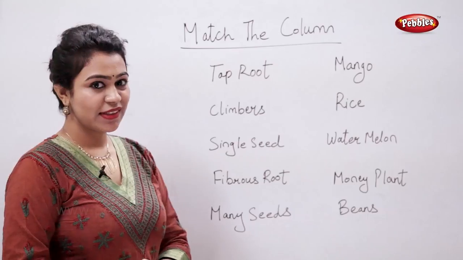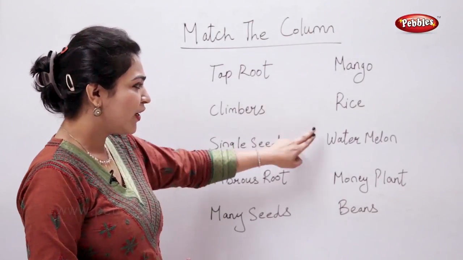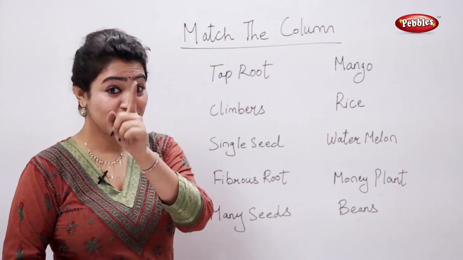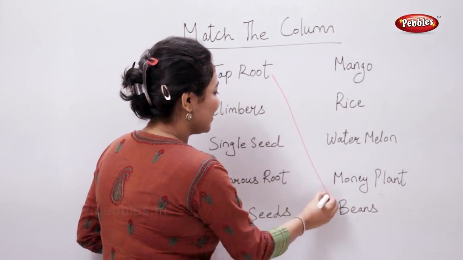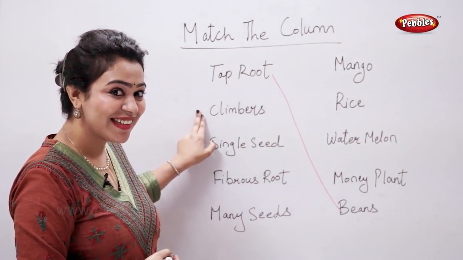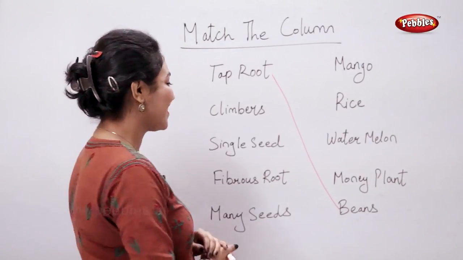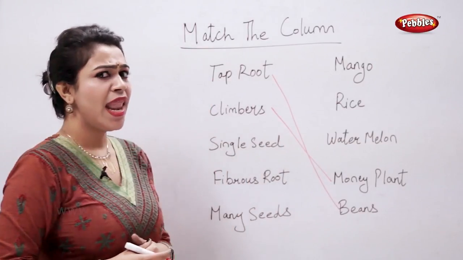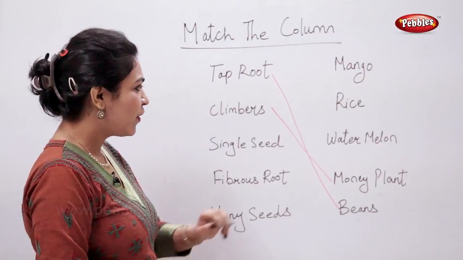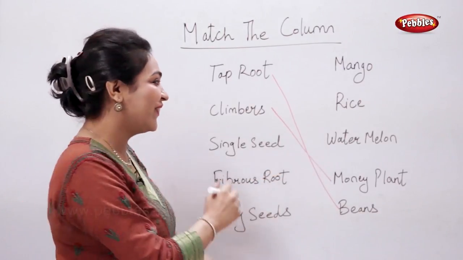Match the column. Students, give me an example of a taproot. You think watermelon? No? That's beans. Correct. Now give me an example of climbers. Right. That's money plant. Now tell me, which fruit has a single seed? Watermelon? No, right? That's a mango.